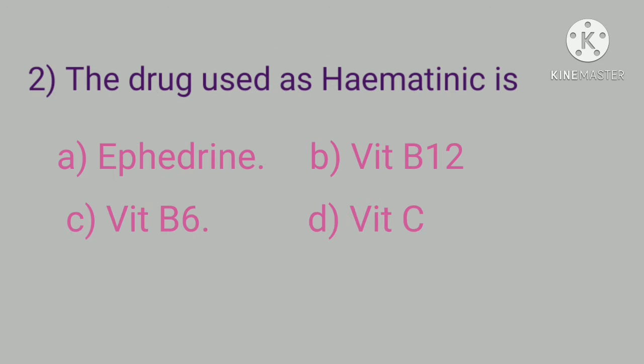Second question. The drug used as hematinic is option A. Ephedrine, B. Vitamin B12, C. Vitamin B6 and D. Vitamin C. Answer is option B. Vitamin B12.